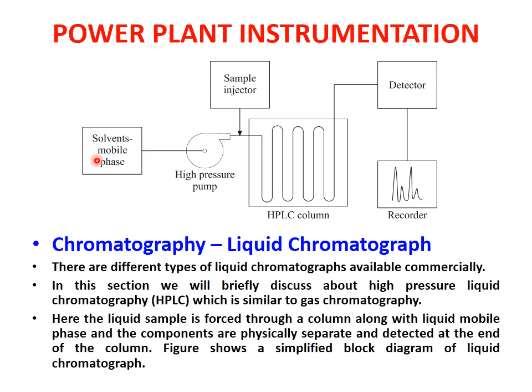Now after the gas chromatograph, we will see a liquid type of chromatograph. There are several types available, but the first important component is the high pressure pump. In liquid chromatography, a high pressure pump is used, and the solvents in the mobile phase will be pumped with the help of this high pressure pump and sent to the HPLC column, that is the high pressure liquid column.